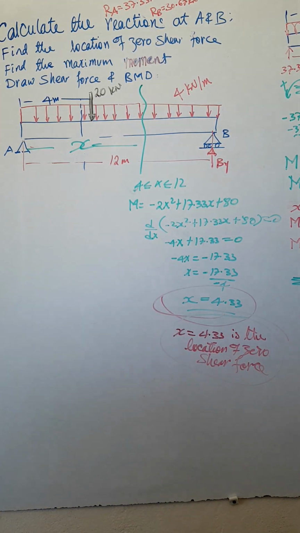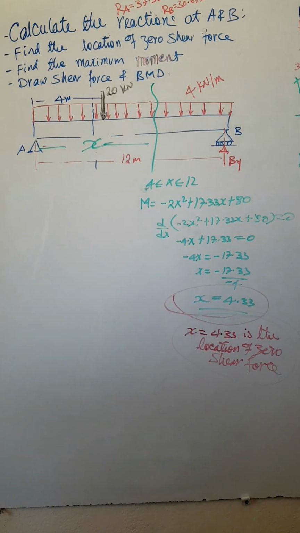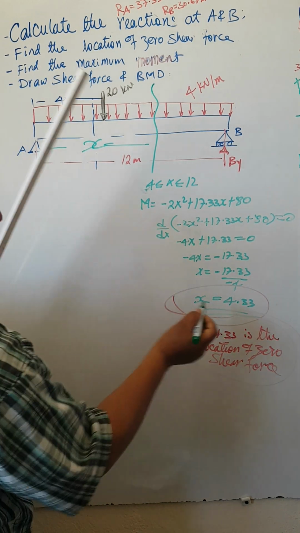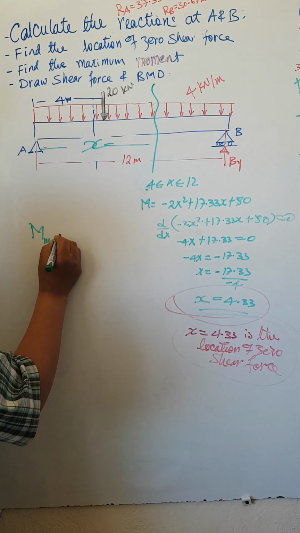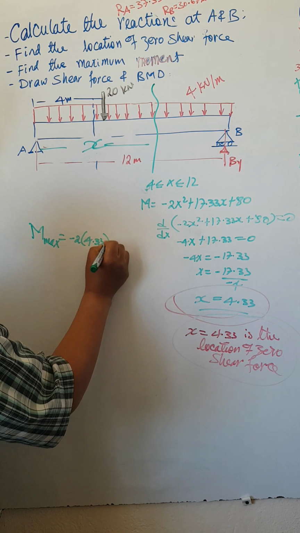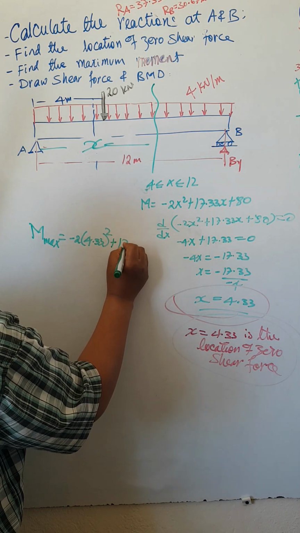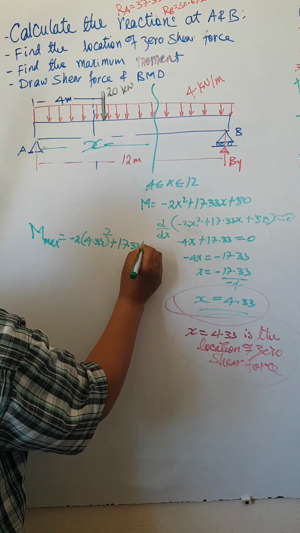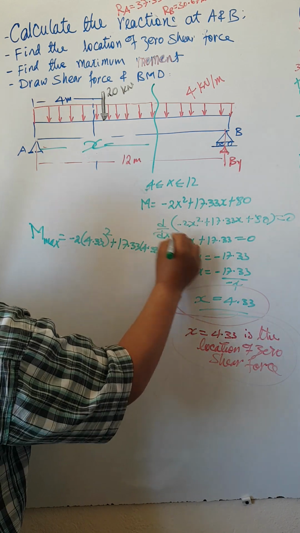Okay, what is the magnitude of the maximum moment? Using this formula, we replace each x, so M max is equal to negative 2 times 4.33 squared plus 17.33 times 4.33 plus 80.